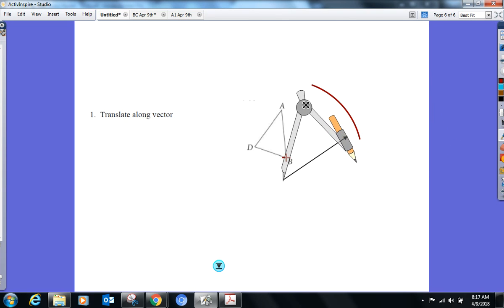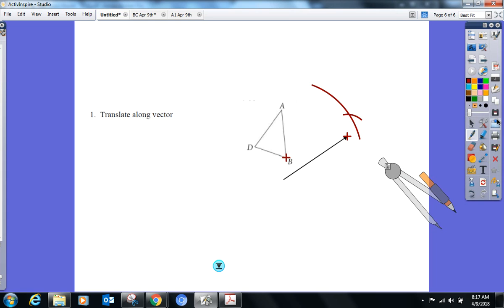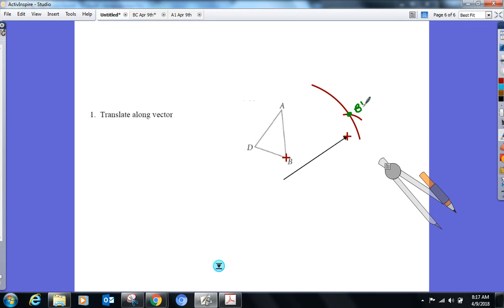I take the beginning of the vector to point B, that distance right there, and I copy that at the end of the vector. So go up to the tip of the vector. That's where your compass point is. And you've just found where B prime should be. So you have this first arc here, which is the length of the vector.